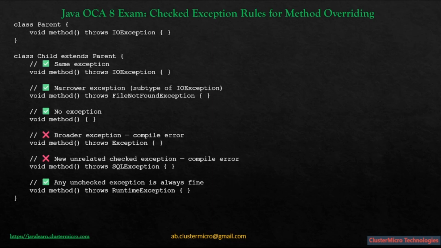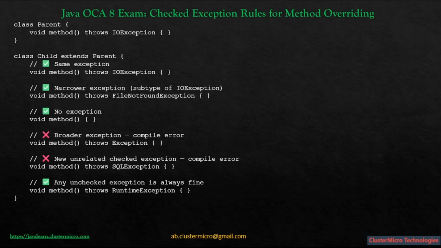Okay, so void method throws IOException. The child declares exactly what the parent declared. No surprise for any caller, so it's fine. And then we have void method throws FileNotFoundException. FileNotFoundException is a subtype of IOException. The caller prepared to catch IOException, and since FileNotFoundException is an IOException, the caller's catch block will handle it just fine. The child is actually being more specific and more helpful, so this is allowed.